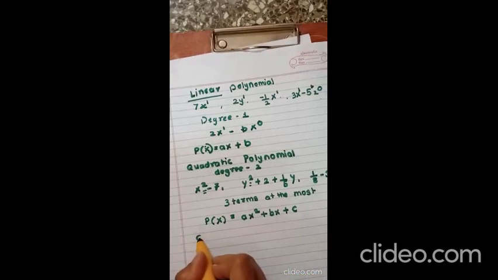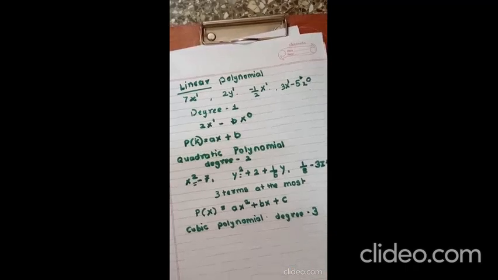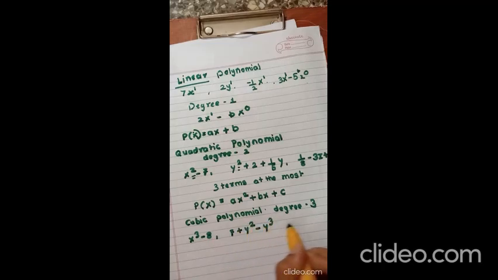What is a cubic polynomial? Can you guess? Correct. Cubic polynomial has at the most degree 3. So how can you express it? Examples of cubic polynomial may be x cube minus 8. You may have 7 plus y square minus y cube. Or it may have the equation 27 minus x cube. These are the cubic polynomials.